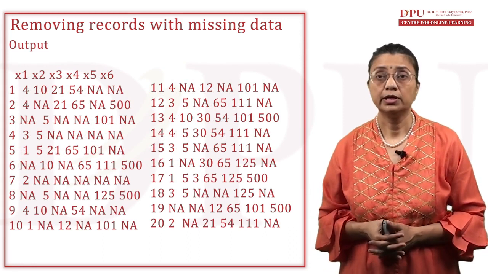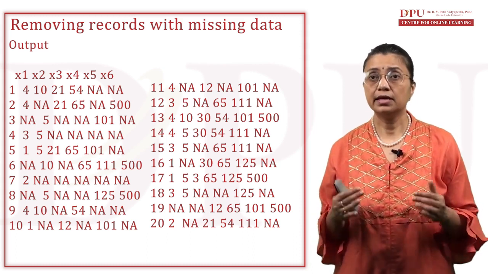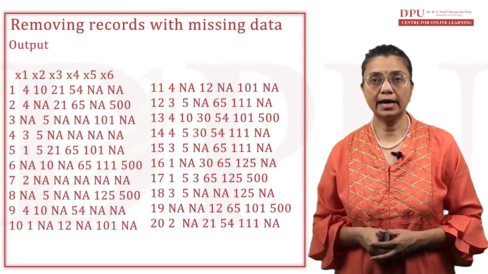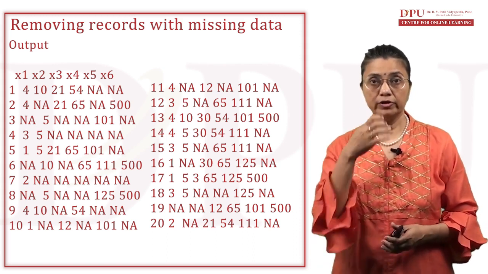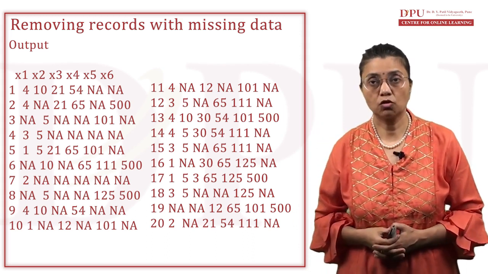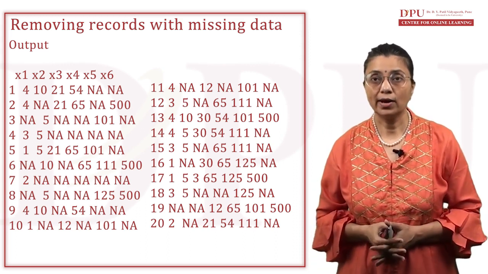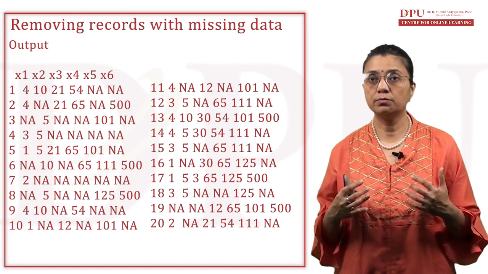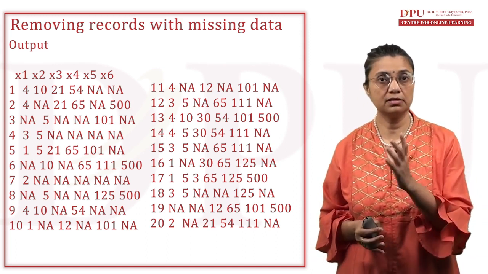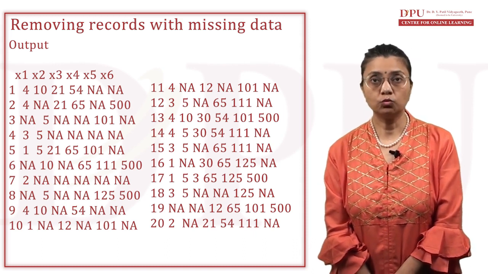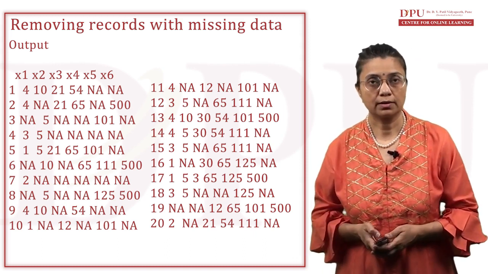In the data frame, if you observe the data, there are a lot of NA, which means not available. So you can see that I have created a sample data where not available is also present. Now, my query is that if I have to remove certain records where a particular value is not available, in that case, what will I do? That is my question.